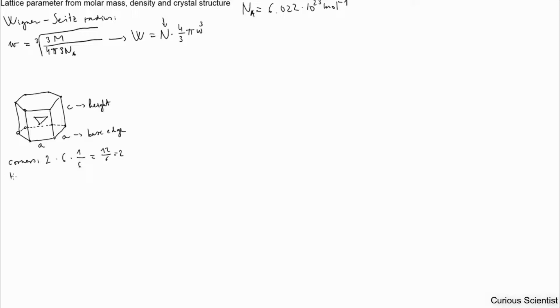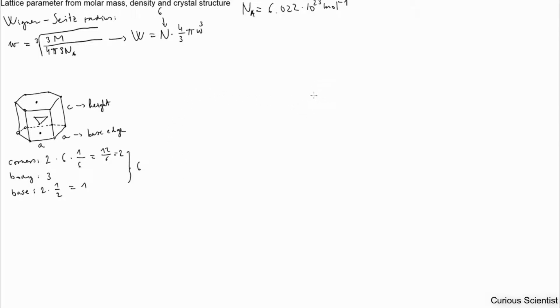And then we have the body, which is 3, just simply 3. And I almost forgot, but we have atoms in the middle as well. So let's call it base. And then this is just half of the atom which contributes. So we have 2 times 1/2, so then this is again 1. So 2 plus 3 plus 1, 6 atoms. So n equals 6. Now we know.